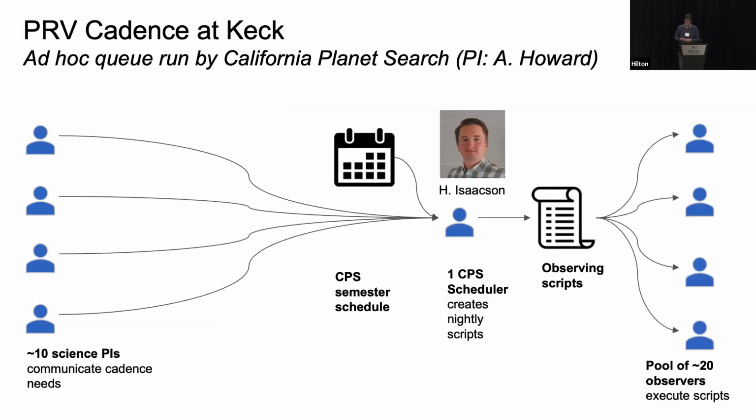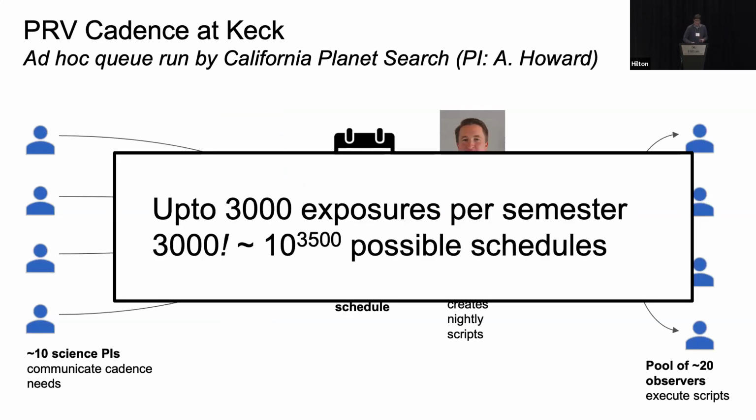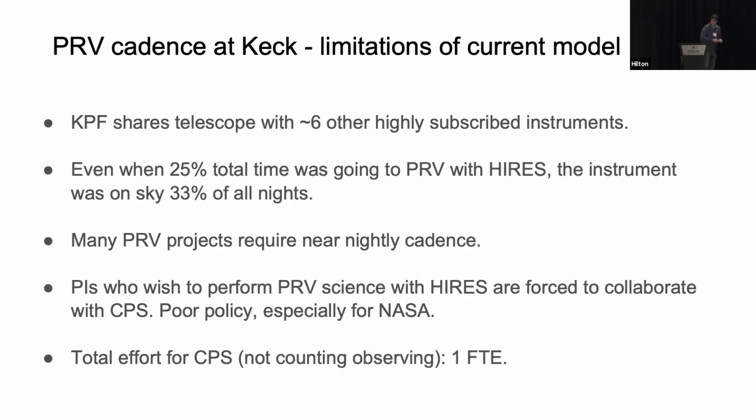Then Howard Isaacson, who's the chief CPS scheduler, looks at the schedule and solicits cadence requests from our CPS collaborators. And Howard has the arduous task of coming up with observing scripts for each night, which are executed by a pool of trained observers. And I say this is arduous because we typically execute up to 3,000 exposures per semester. And so there's 3,000 factorial possible schedules. So this is a really highly complex problem.